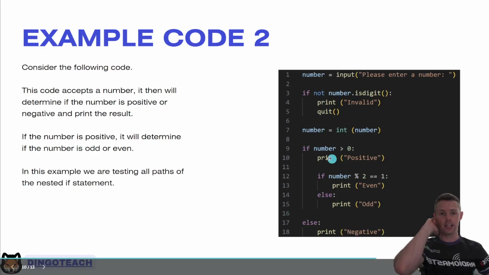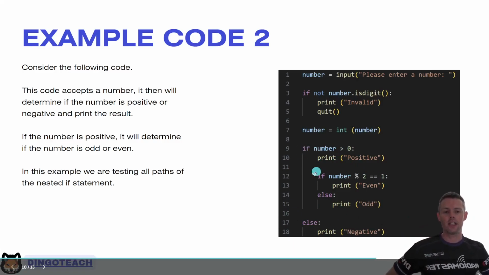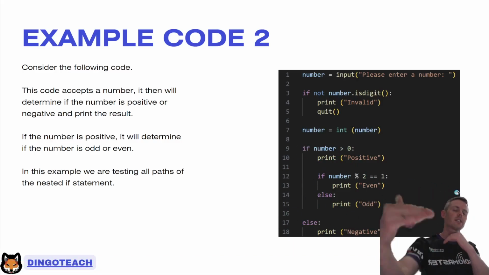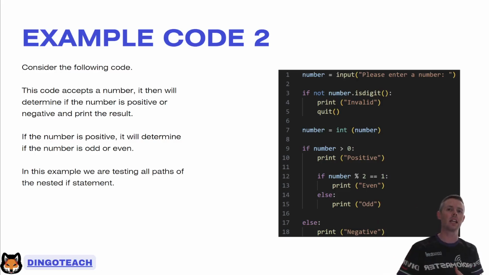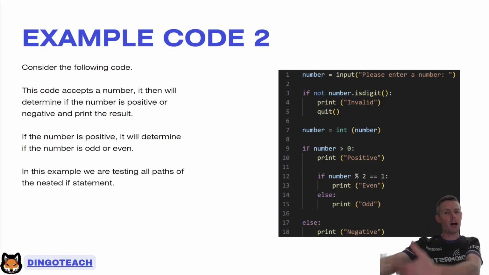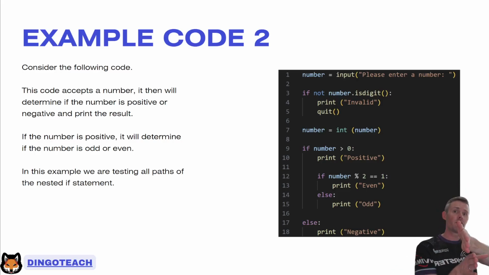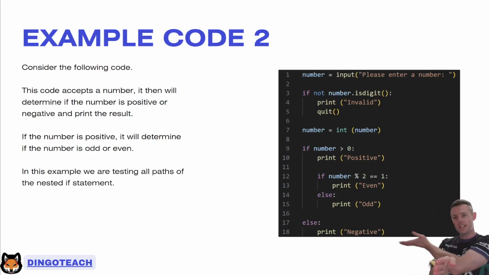So you can see I've got an if statement here and then an if statement here. I've now got nested if statements. So what I'm creating is multiple paths that I can go down, okay? I can go down the positive path and then down the even path, or I can go down the positive path and then down the odd path, or I can go down the negative path.